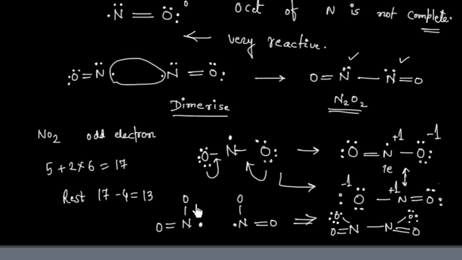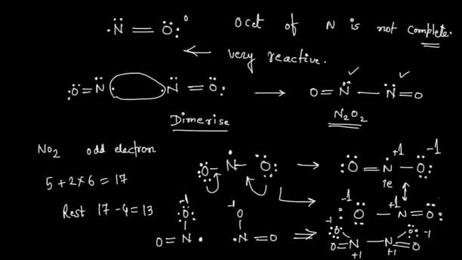And now this oxygen will have a formal charge of -1. This oxygen will also have a formal charge of -1, this -1, this -1, and nitrogen will have a formal charge of +1. So this is a +1 and this is a +1. Are you getting or not? Let me write one more N2O4 structure. I think all of you got this one. So NO2 dimerizes easily and it forms N2O4.